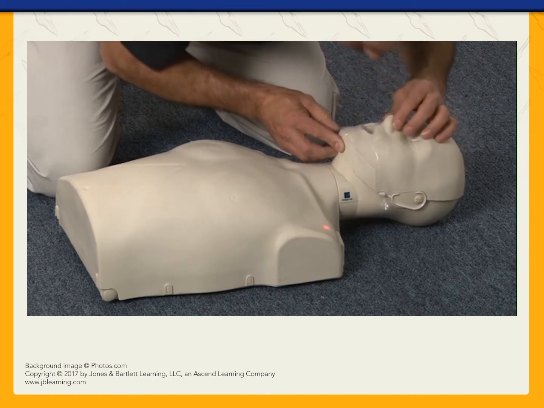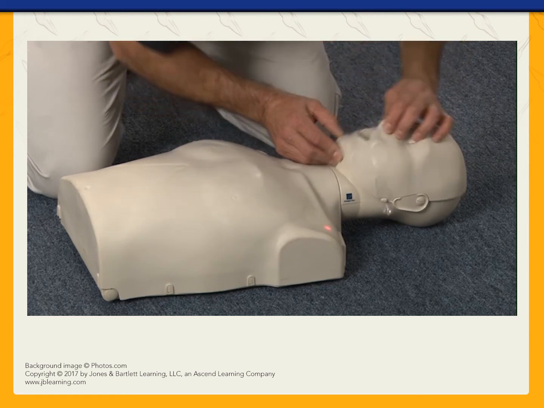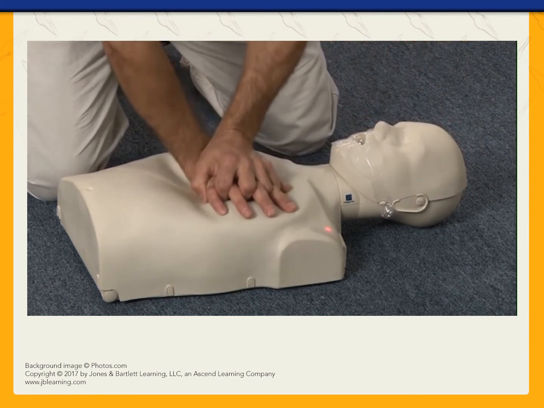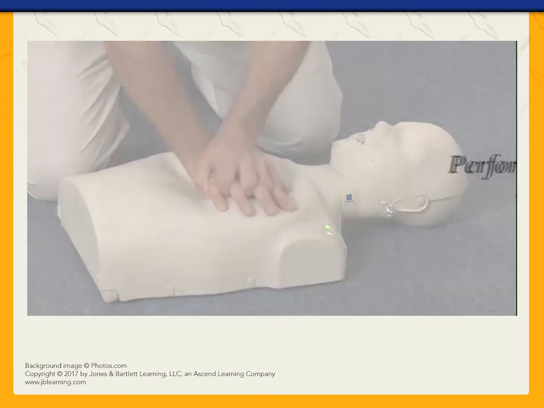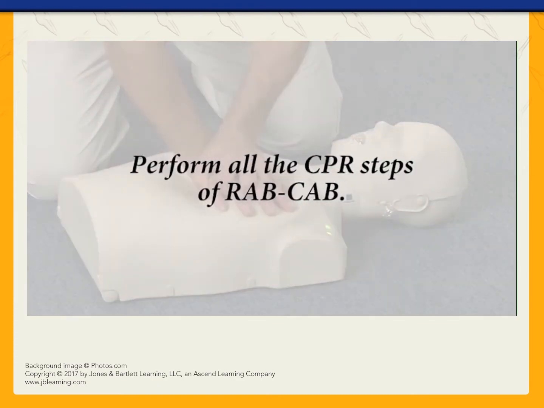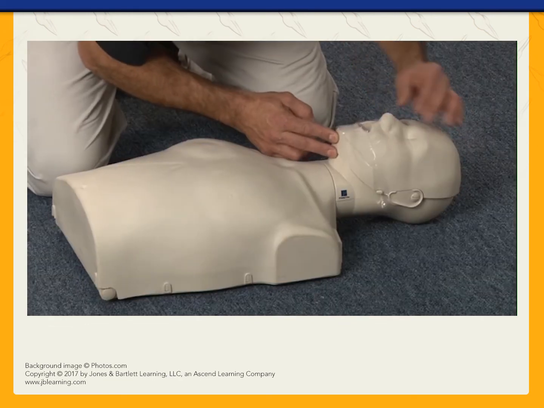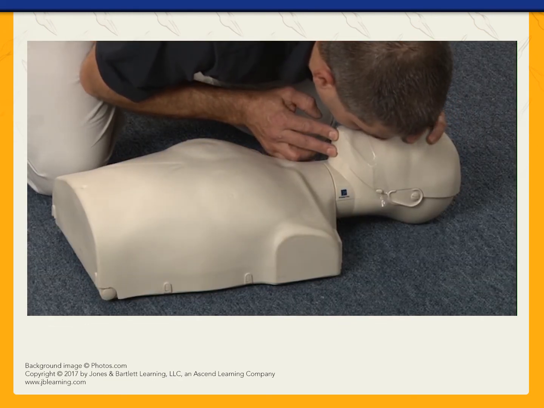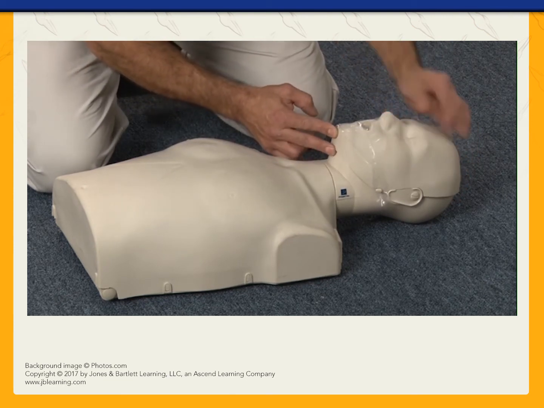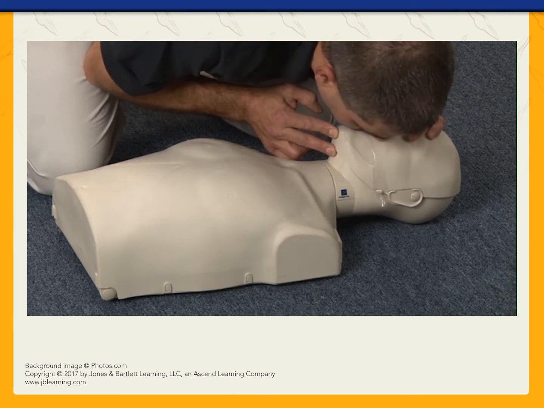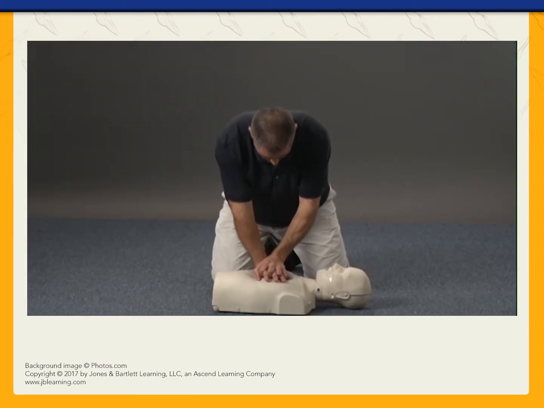Before each first breath, look into the mouth for an object. If an object is seen, remove it. If the person is found unresponsive, perform all the CPR steps of RAB-CAB. When giving breaths, if the first breath does not cause the chest to rise, retilt the head and give a second breath. If the second breath does not make the chest rise, begin CPR by giving 30 compressions followed by 2 breaths.